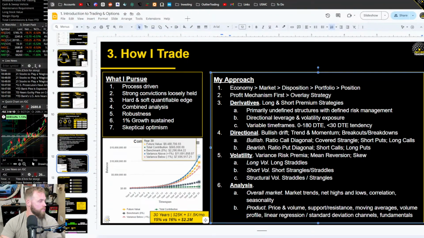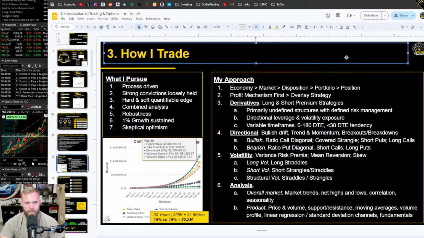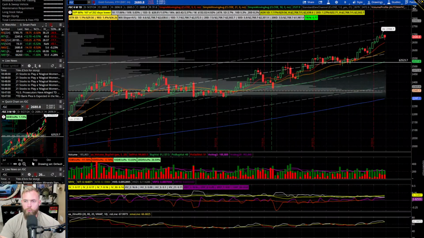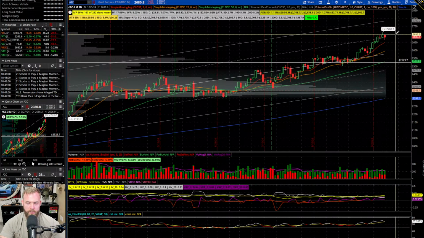what I tend to focus on, which is about as simple as possible. I'm looking at things like trend, momentum, breakouts, breakdowns, and drift. That's directionally generally what I'm looking at. For volatility, I'm looking for risk premia, mean reversion, skew, mispricings, sometimes less so on mispricings if I'm being honest, because they're kind of hard to come across, but still keep my eyes out for those. Those are really the core of the profit mechanisms that I focus on.